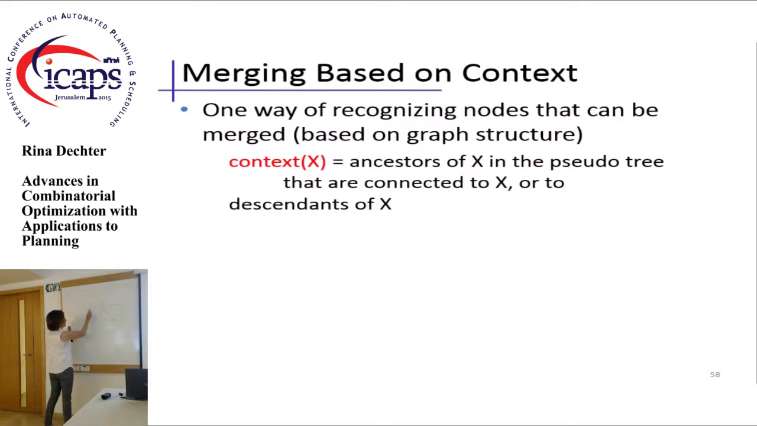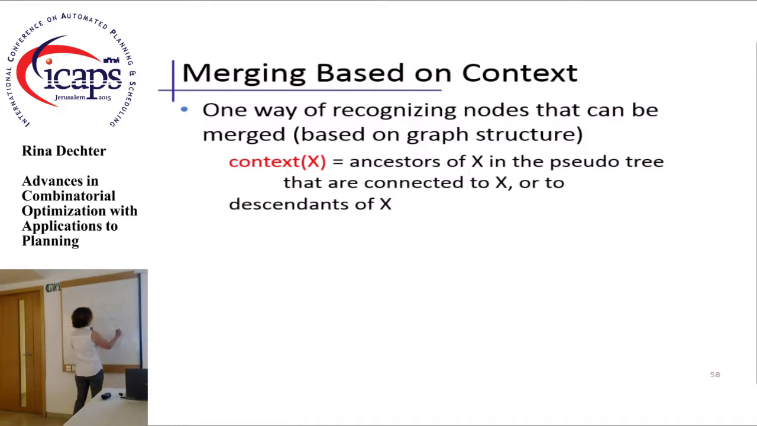So a DFS tree here may be a chain, or I can have a DFS tree. I can go from B to A and to D and to C. And then I have a back arc from C to B. And then I can go from B to E, to F, and to G. And then I have a back arc to B. This is a legitimate DFS tree that can decompose the problem.